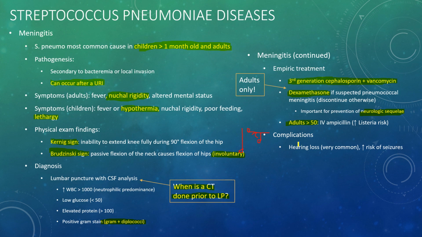So now we need to talk about the complications of meningitis. A very common complication is hearing loss. Because meninges are affected and the meninges are also covering the cranial nerves, you can have hearing loss as well. You also have increased risk of seizures in the future.